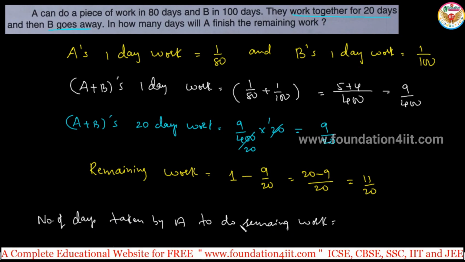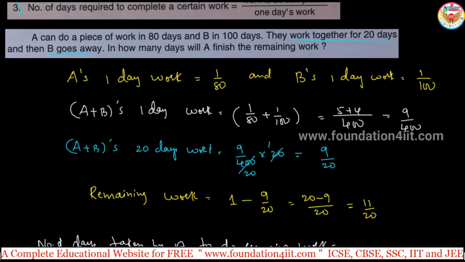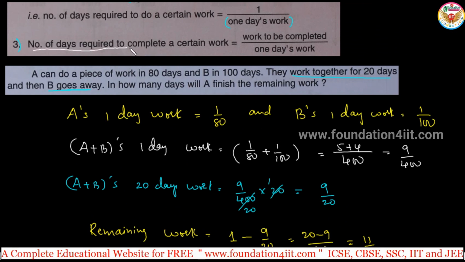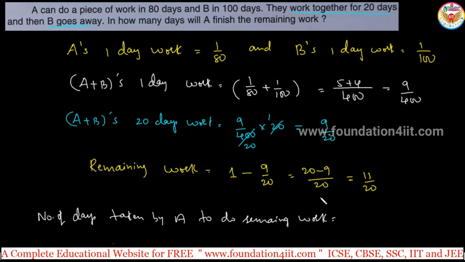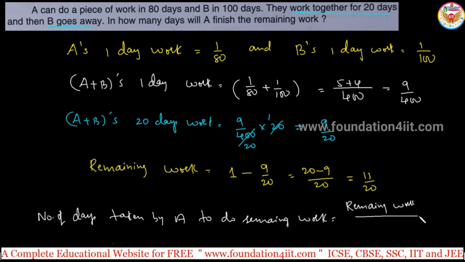According to this, very fast. So the number of days taken by A to do the remaining work is the remaining work divided by A's 1 day capacity. Here you see, the number of days required to complete a certain work is whatever work is to be completed divided by 1 day's capacity. So here is the remaining work, and whose balance capacity do you have to find out? A, right? So we need to know the remaining work first, and A's 1 day work, how much he is able to do in 1 day.